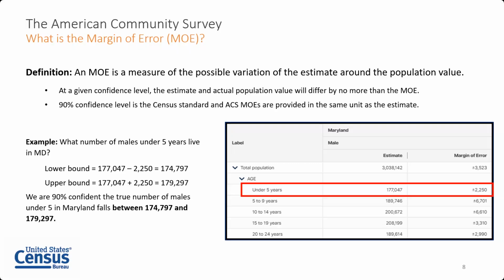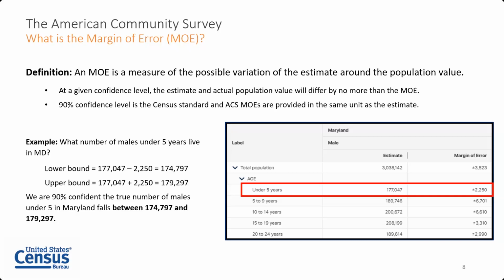So here we have a typical table, subject table S0101, which is the age and sex table, as it is displayed on data.census.gov for the state of Maryland using 2024 ACS 1-year estimates. I have the row I'm going to work with highlighted, but let's go over some of the basics first of the table. As you can see, the table has three elements: the characteristics, aka the descriptions like male, total population, under 5 years, etc., the estimate, and the accompanying margins of error.